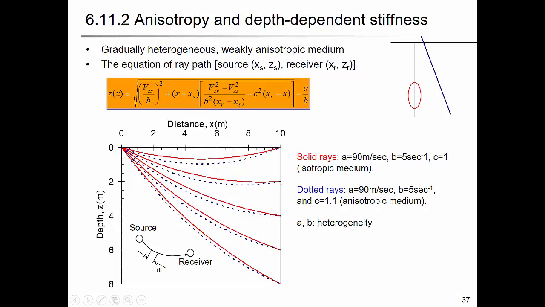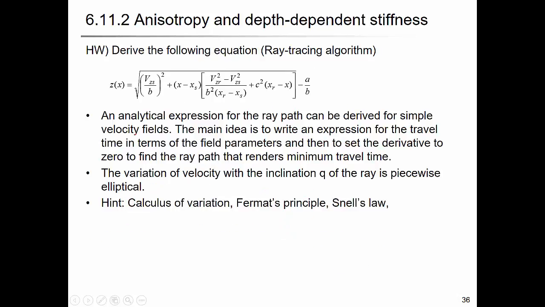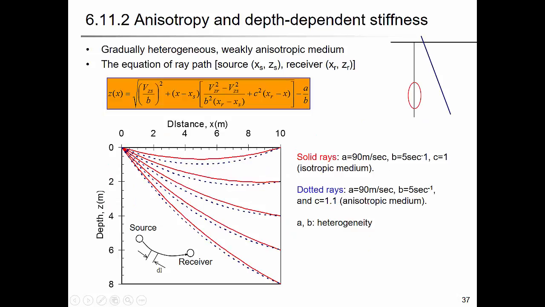And this is isotropic material, so the horizontal velocity is the same as the vertical velocity, and the dotted line is when you have vertical velocity larger than the horizontal velocity, right? So what's the definition of C? C is the vertical velocity over the horizontal velocity. Right? So when you have an anisotropic medium like this, because the vertical is faster, you have a more curved ray than in the isotropic medium.